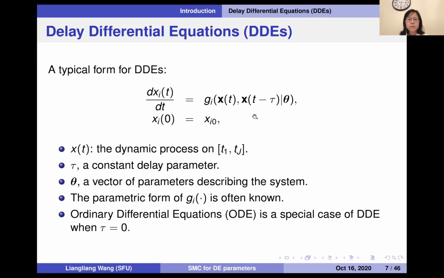In case tau is equal to 0, this DDE becomes an ordinary differential equation, because ODE is a special case of DDE. So I'm going to use the notation for DDE in this presentation.